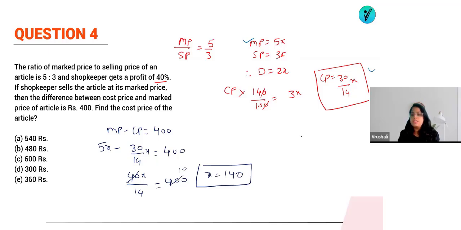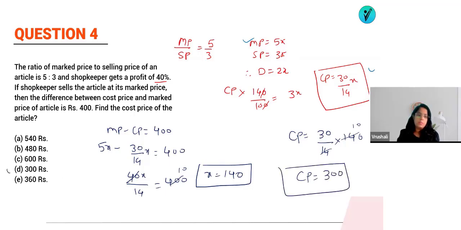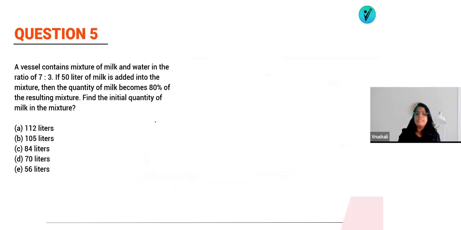They have asked you what is the CP. So CP is equal to 30 by 14 into x. X means 140. So this will be equal to 10 times of CP. That means it will be equal to 300. So your CP will be option number D, that is 300. Easier. Now we will jump on to the next question.